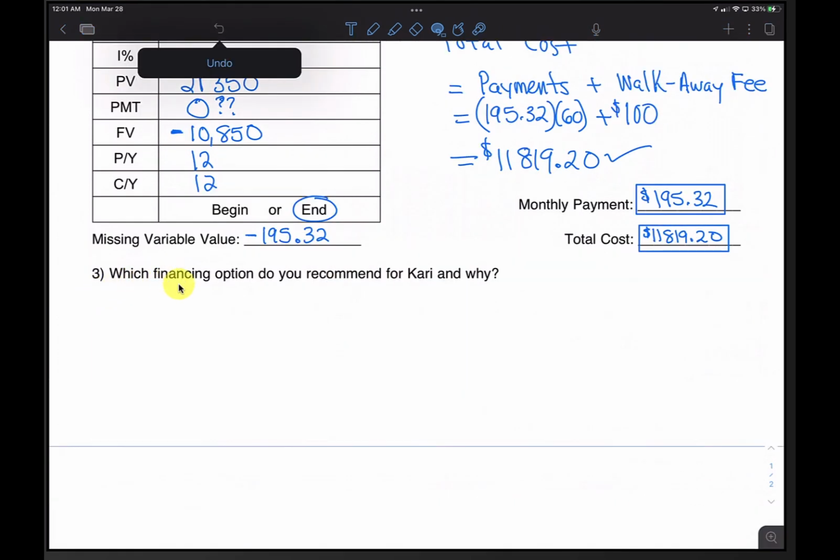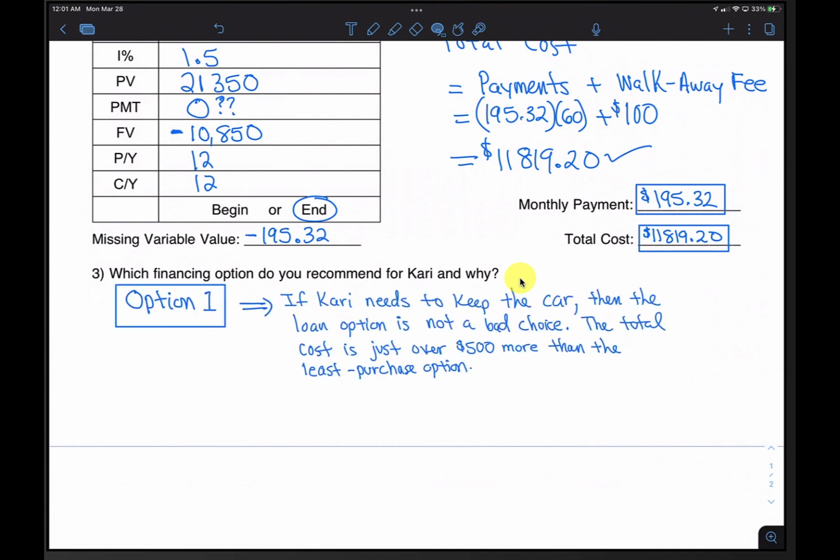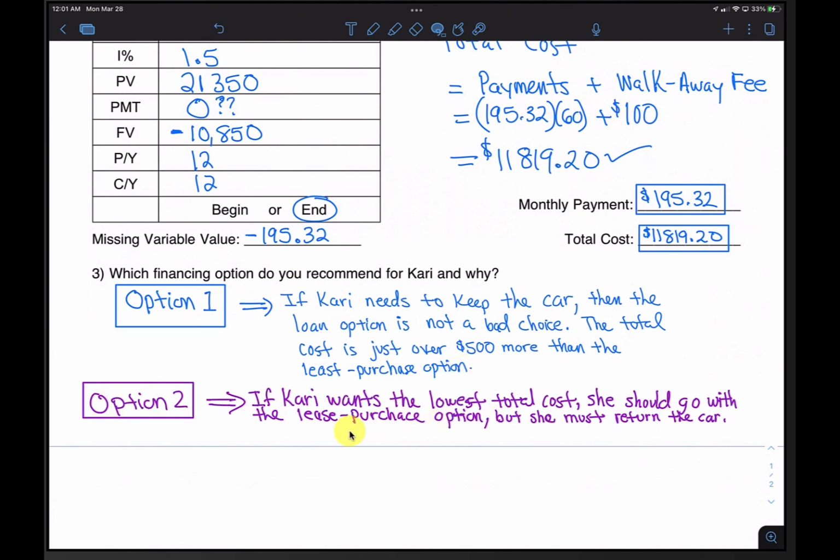Now for number 3. Which financing option do you recommend for Kari and why? Well, there are actually 2 ways to look at this. First, you could go with option 1, and that is if Kari needs to keep the car, then the loan option is not a bad choice. The total cost is just over $500 more than the lease purchase option. Or you could go with option number 2 and say that if Kari wants the lowest total cost, if that's what she's going for, then she should go with the lease purchase option because it is the lowest cost, but she does have to return the car.